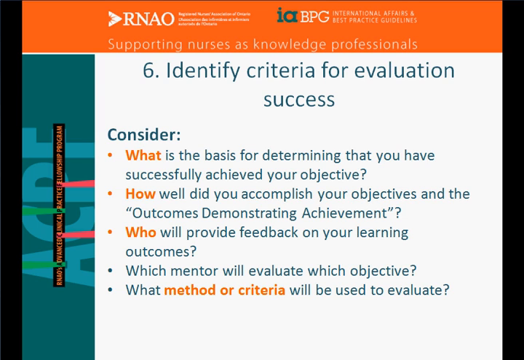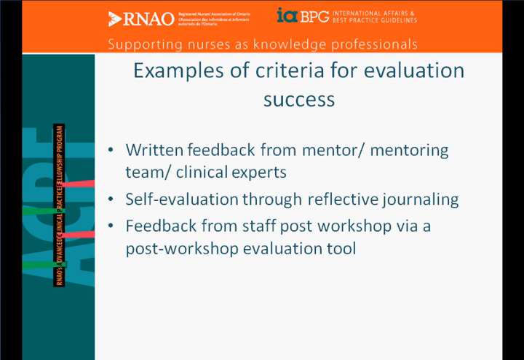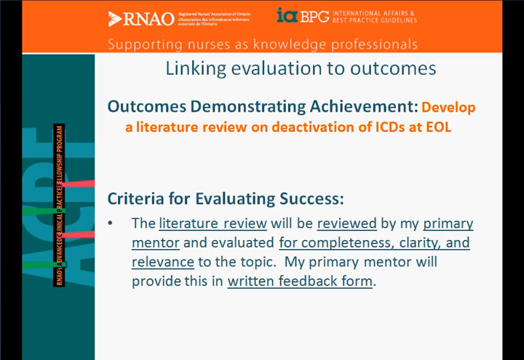So in terms of evaluation, consider what is the basis for determining that you successfully met your objective? How well did you meet the outcomes? Who will provide the feedback on your learning outcomes? So which mentor? And then what method or criteria will be used to evaluate? Some examples of evaluation are written feedback from the mentor or the team, self-evaluation through reflective journaling, so that's the fellow self-reflecting, and then any feedback, if you've developed a workshop or any types of tools, some actual written feedback from people who may have been using it. So just to give you some example of how to go about doing that.